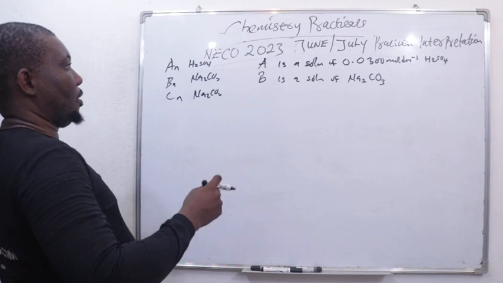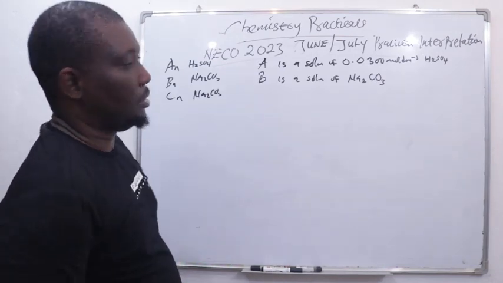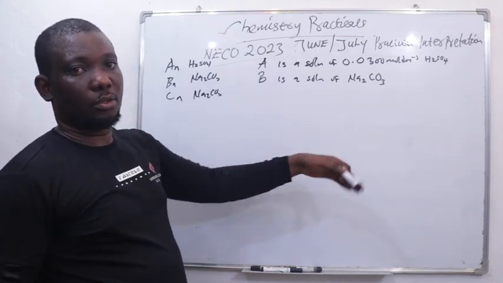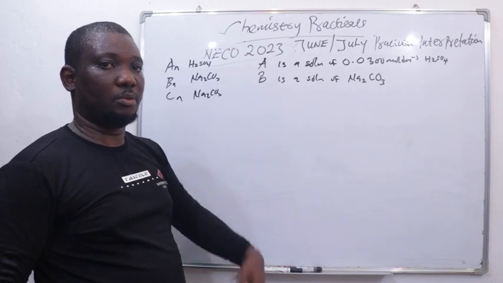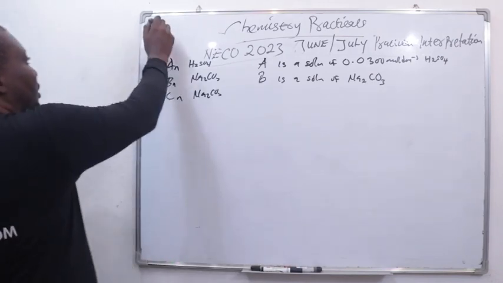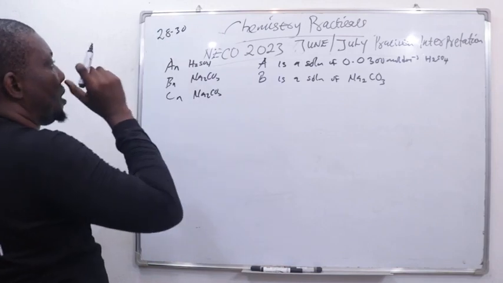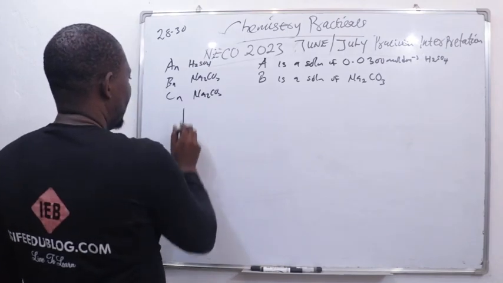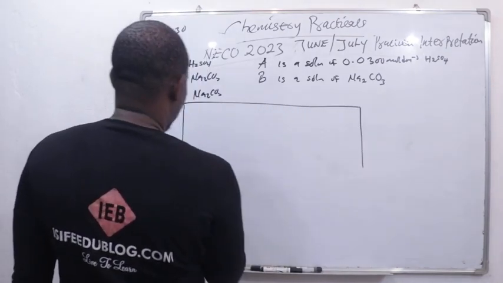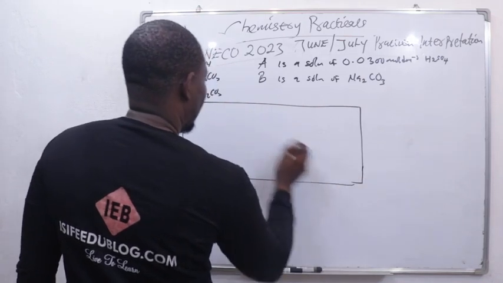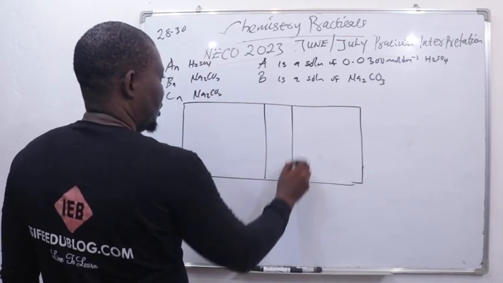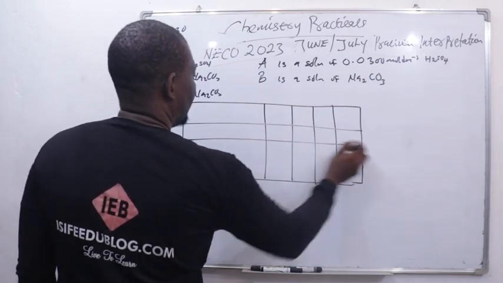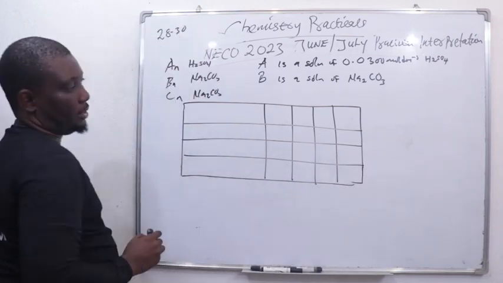In today's video, we're not doing the practical here, but we'll show you how you fill in the table once you're done with your experiment. As you're experimenting, you're putting up your table. So here we're going to be looking at 28.30 as our titre value. The NECO table is quite different from that of WAEC, in that you're going to do four experiments. This is how the table will look.